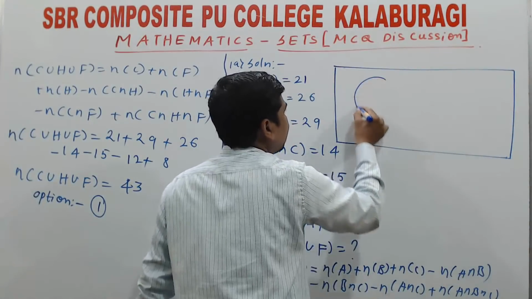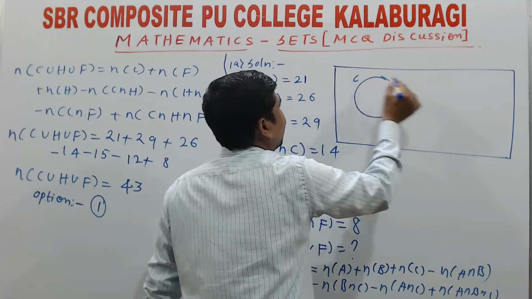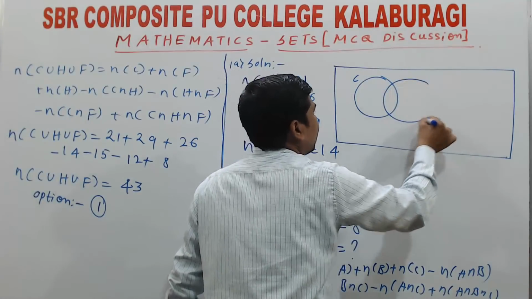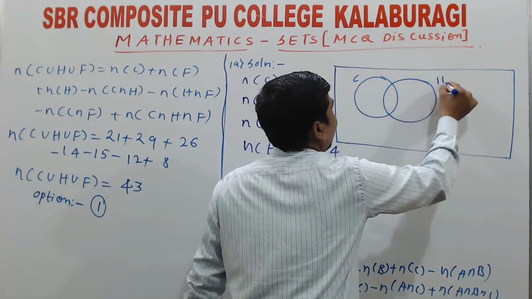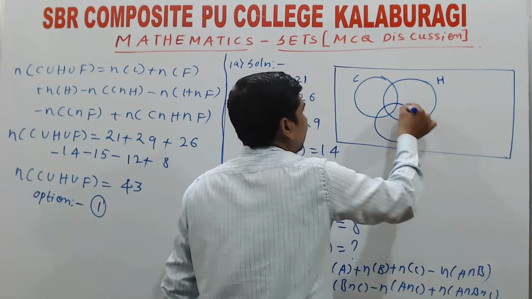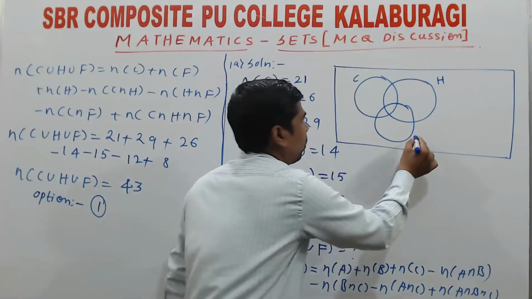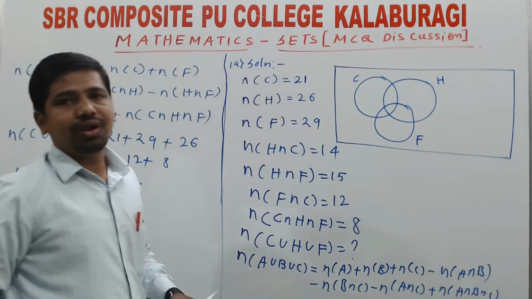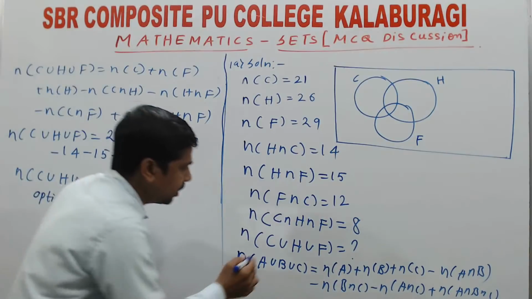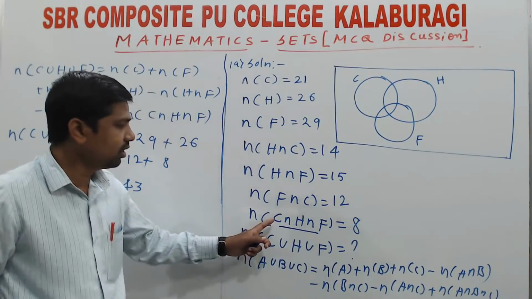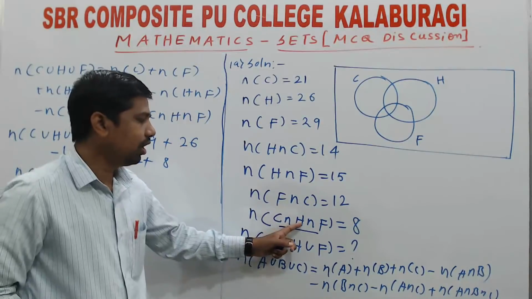It is set, that is cricket and hockey. Next is what? Football, right? So first we'll write how many are playing all the three games. How many are playing all the three games? Cricket intersection hockey intersection football.